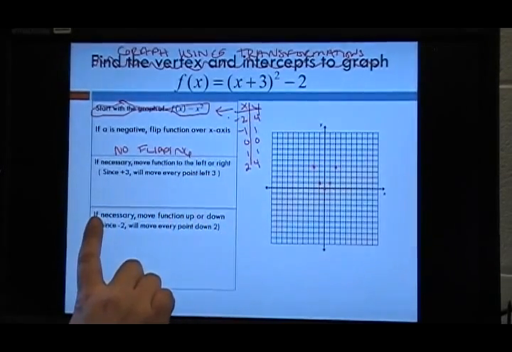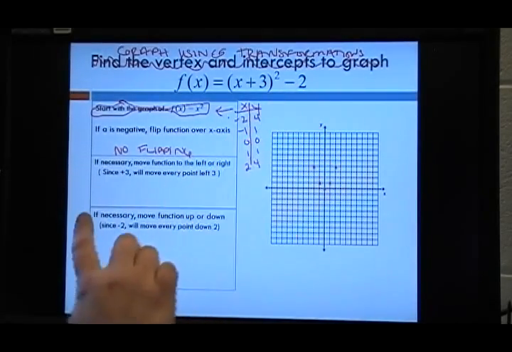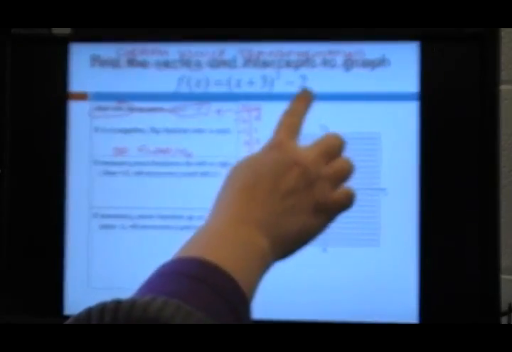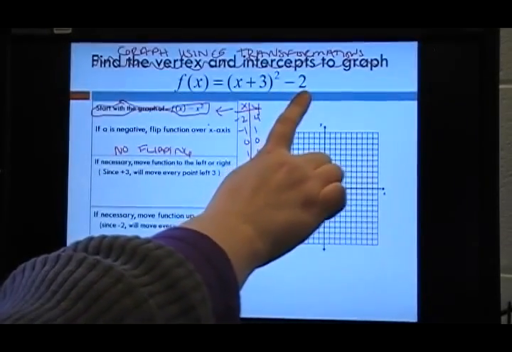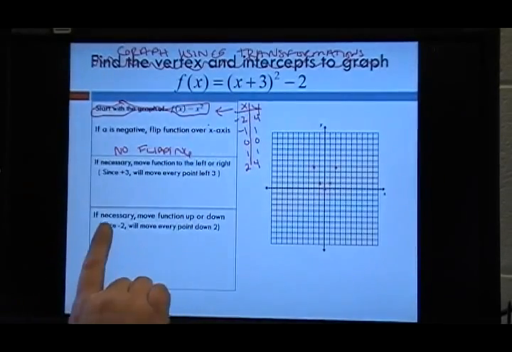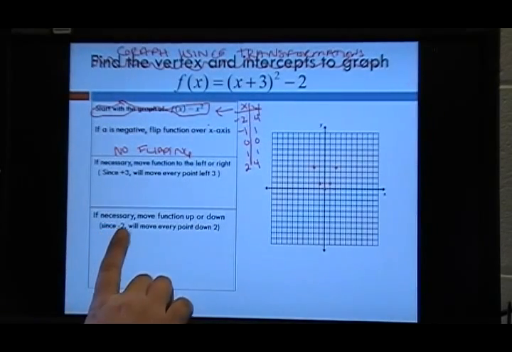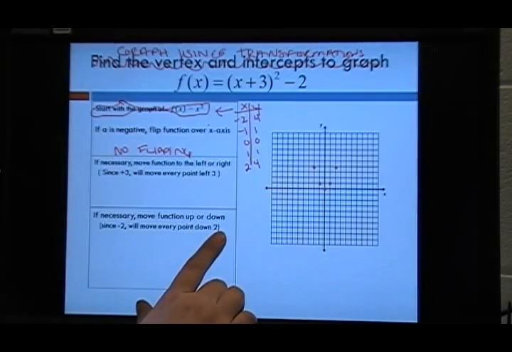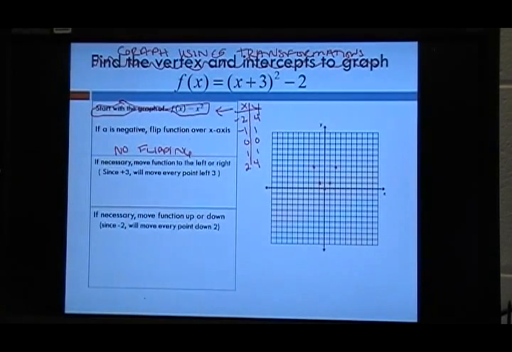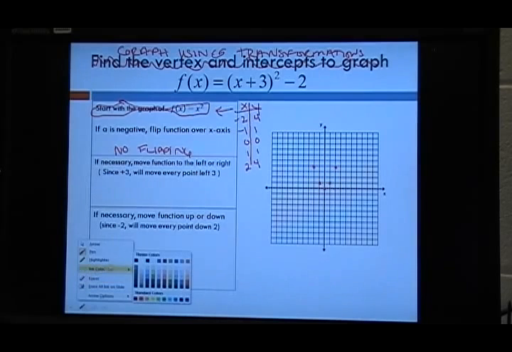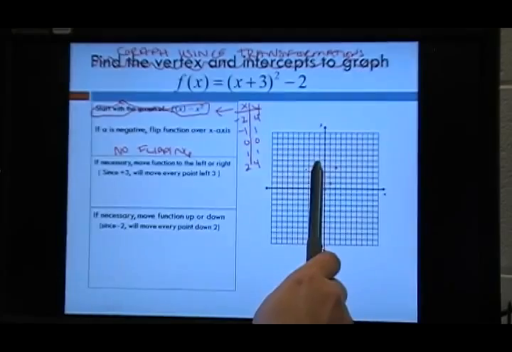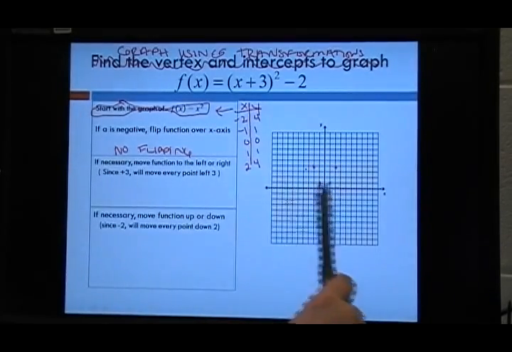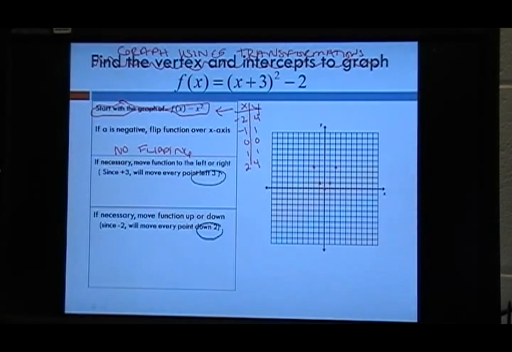Okay? And then finally, if necessary means if there is a number here, you will move the function up or down. If it's plus a number, you'll move it up. If it's minus a number, you'll move it down. So in this case, since we have -2, we're going to move every point down 2 places. Okay? So I'm going to change my ink color, and I'm going to use blue, or whatever color I just got. I got blue. So I'm going to take every point here, I'm going to move every point to the left 3 and down 2.